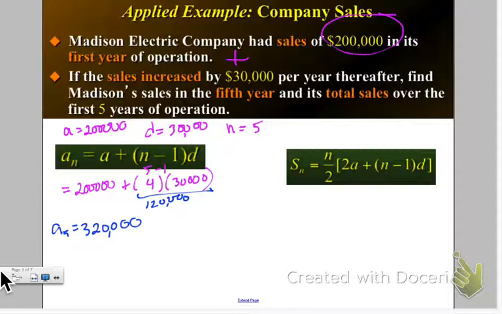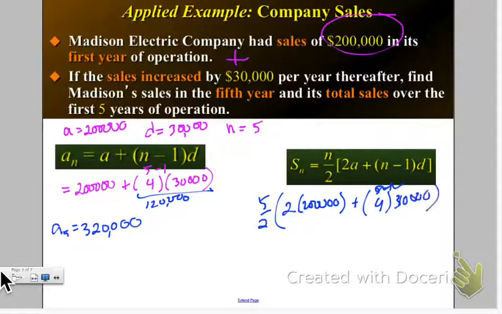To figure out how much they made total over the past 5 years, use the same A, N, and D, and we're just going to plug them in. So it's 5 over 2 times 2 times the starting amount, which is $200,000, plus 5 minus 1, which is 4, times 30 grand. Then you crunch those numbers, and that'll give you a final amount.